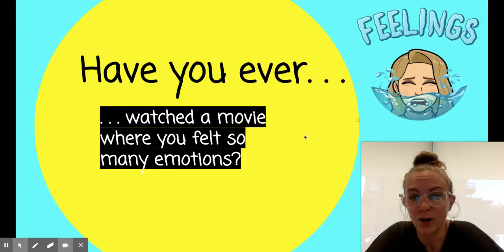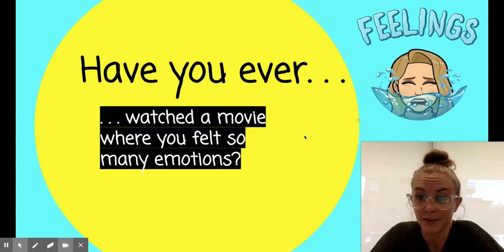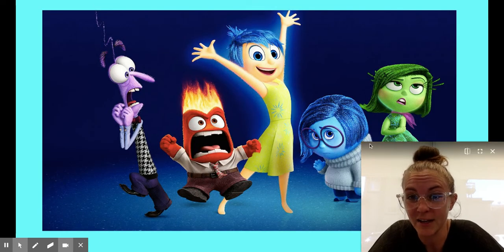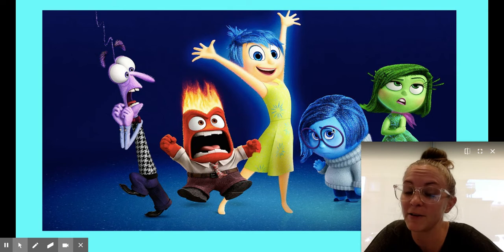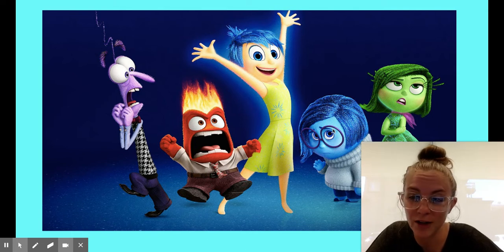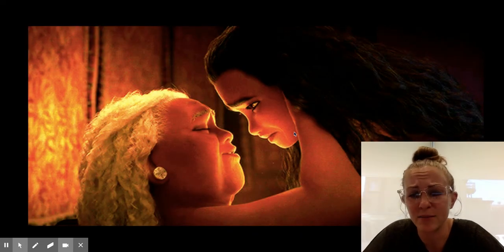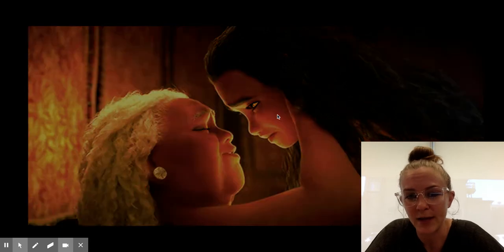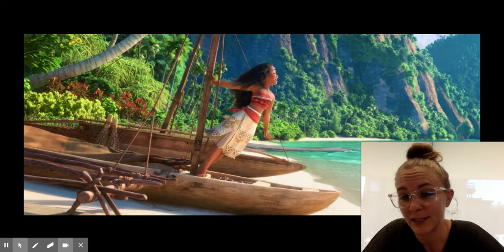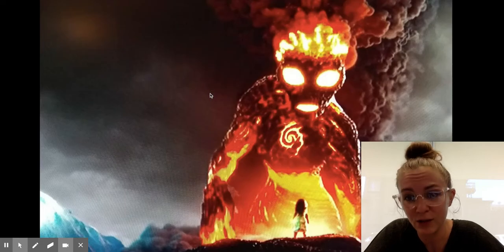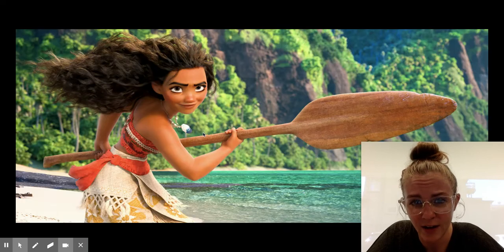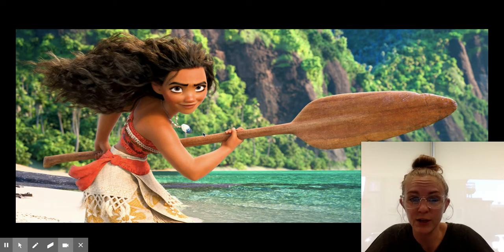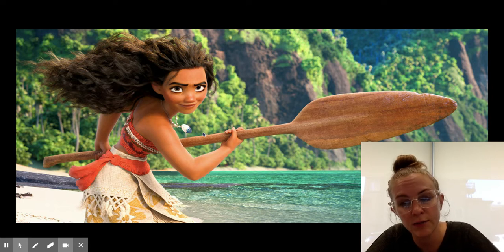Have you ever watched a movie where you felt so many emotions? Like maybe all of these emotions? I have. Some of you might know this, but one of my favorite movies is Moana. As I was watching Moana, there were so many emotions and feelings that I felt from the characters. I felt upset at this part when her grandmother was passing. I felt hopeful when Moana was singing How Far I'll Go. I felt nervous for her when we were watching her trying to defeat the volcano. And I felt very courageous during most of the movie when Moana was tackling her problems and being really brave.